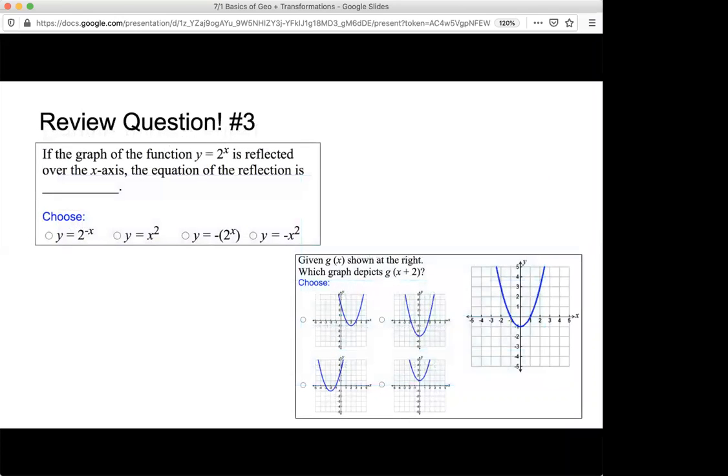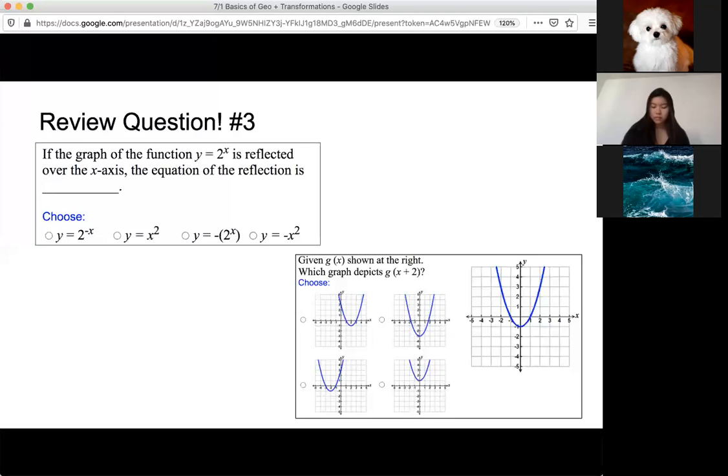So here's another review question. I'll give you maybe 4 minutes to do both of them. It shouldn't take too much time. If the graph of the function y equals 2 to the x is reflected over the x-axis, the equation of the reflection is blank, and you were supposed to find out which one it was.